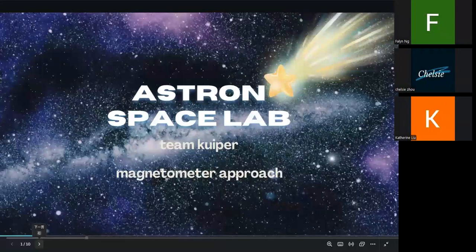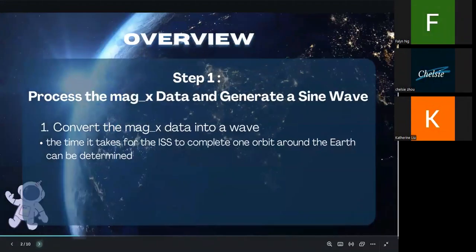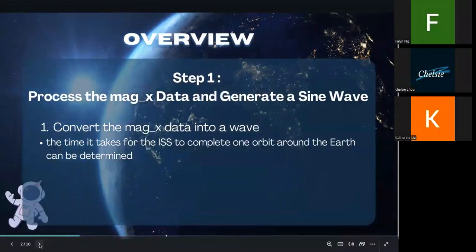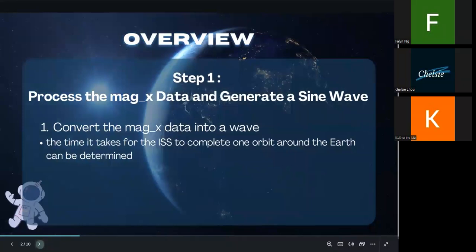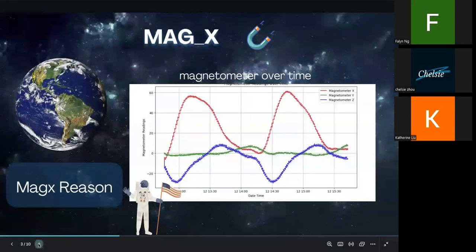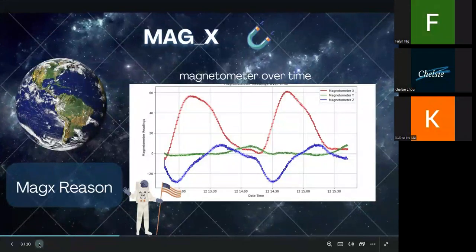approach to find the speed of the ISS. So step one, we're going to process the matrix data and generate a sine wave. We have to convert the matrix data into a wave, so the time it takes for the ISS to complete one orbit around the Earth can be determined. This is the graph showing magnetometer over time.